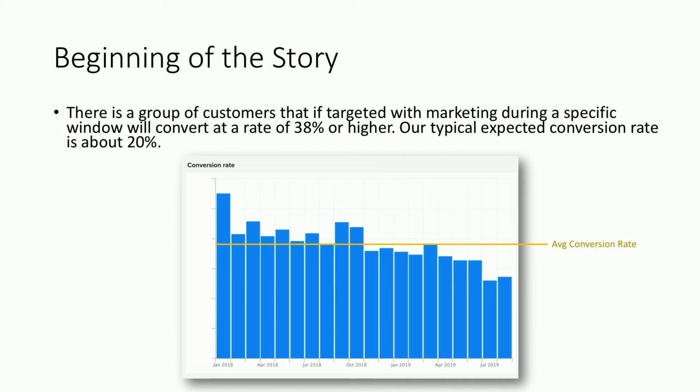There's a group of customers that, if targeted with our marketing during a specific window, are going to convert at a rate of 38% or higher, which is much higher than our typical conversion rate. So that's the thesis of my statement here. That's my start out, right?